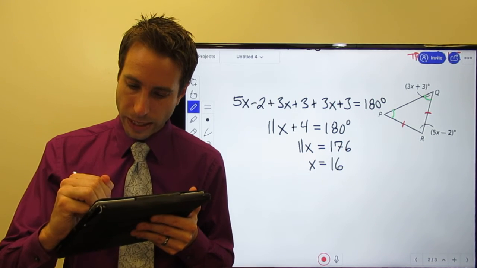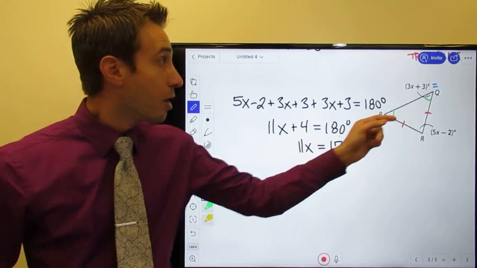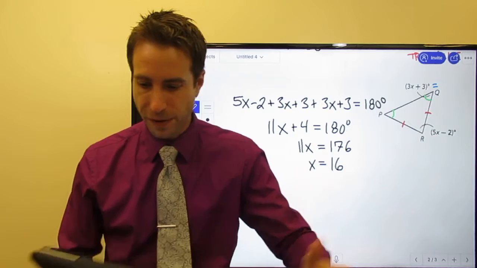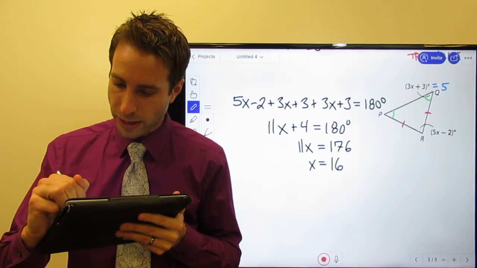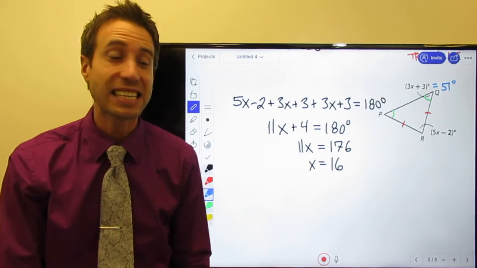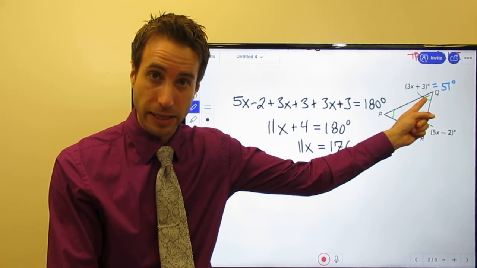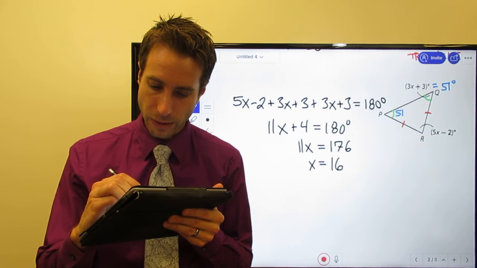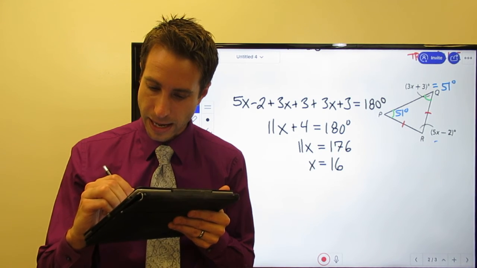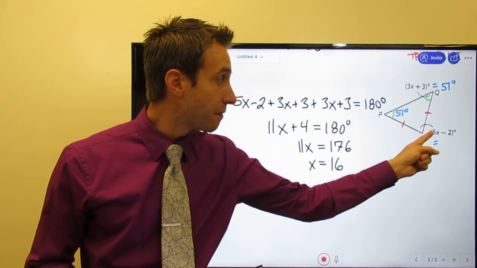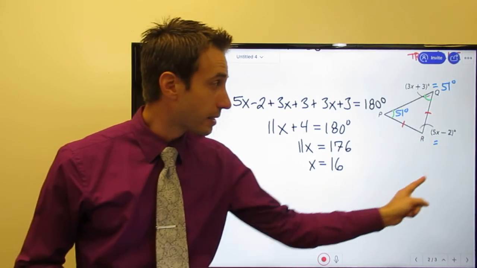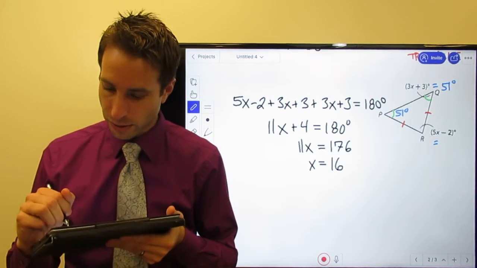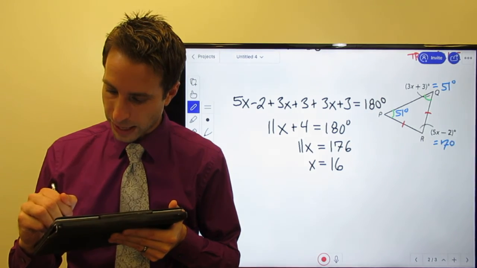And so right away, here we go. 3 times 16 plus 3, feel free to use a calculator. You should get 51 degrees. Again, it's an isosceles triangle. Whatever this angle is, this one has to be the same. So, 51 degrees. And then this guy, 5 times 16, right? Because x is 16, so plug it in. 5 times 16 minus 2, I get 78 degrees.